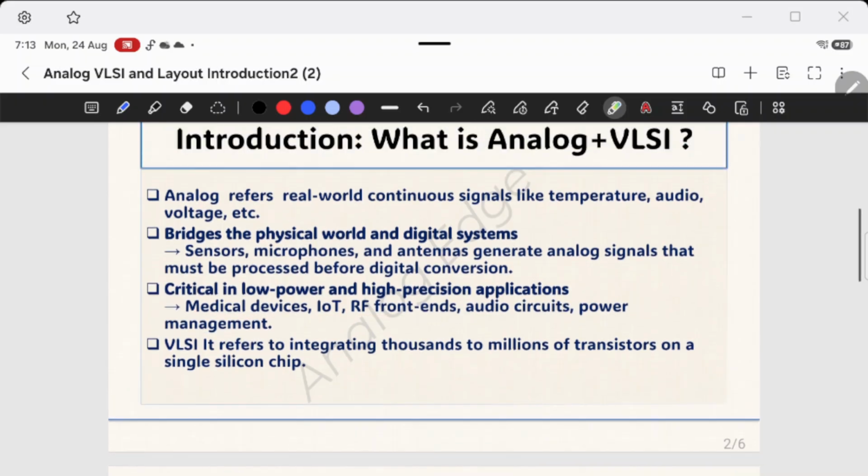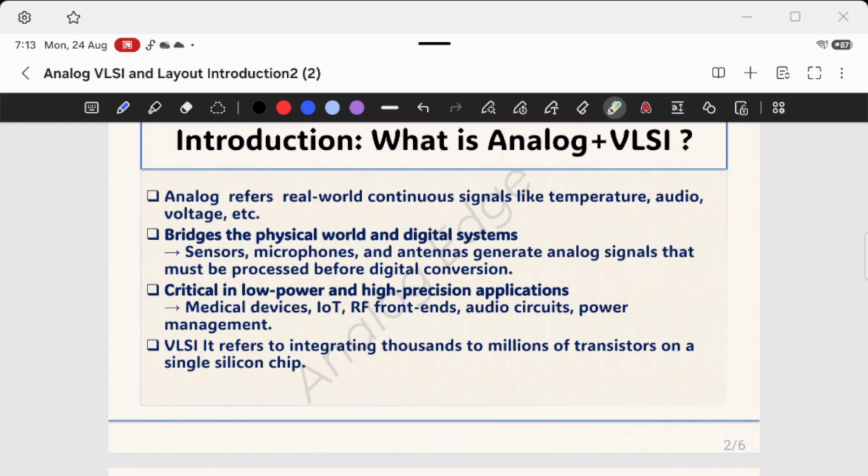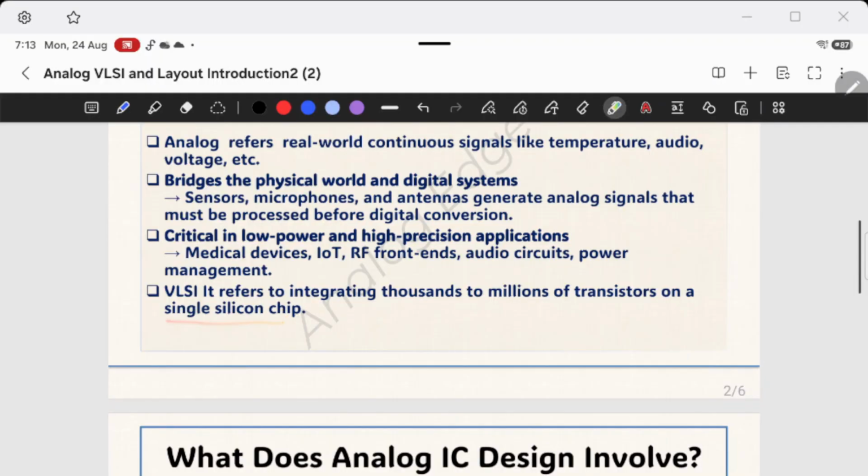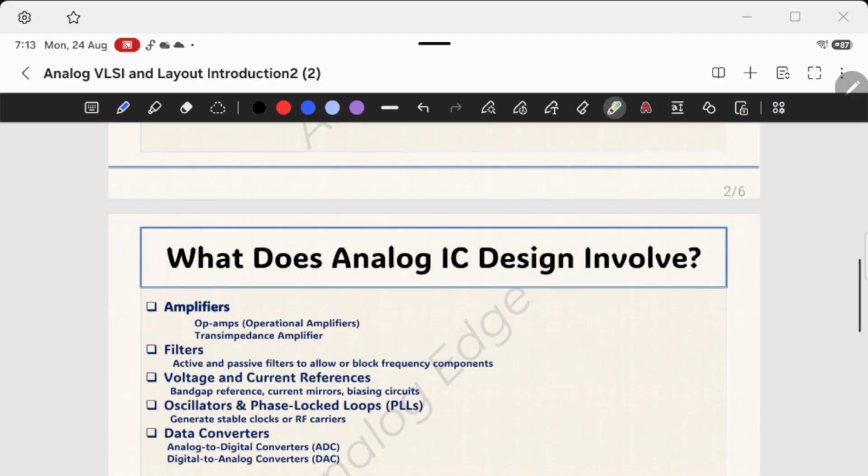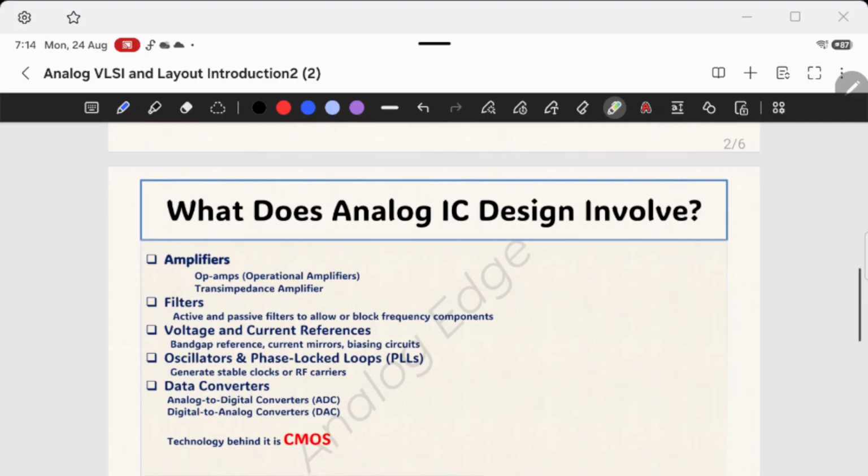That is all about analog, and VLSI refers to integrating thousands to millions of transistors on a single silicon chip. So what exactly do we do in analog IC design? We design amplifiers, which can be used to convert a low amplitude signal to a high amplitude signal. Let's say this is our low amplitude signal; it can be converted to high amplitude. There are various amplifiers, such as op amps and transimpedance amplifiers, and there are filters.